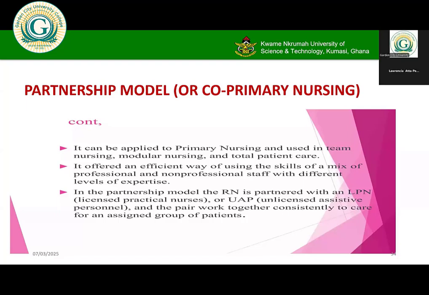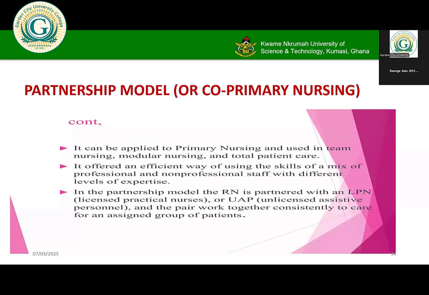The primary model, as I said, this one is a modification of the primary. With the primary model, I am solely responsible for the patient care. But with this one, I am paired with a co-primary nurse, so whatever I do, my partner is around. With primary nursing, it is when I am not on shift duty that my associate nurse will assume duty. Okay, thank you.